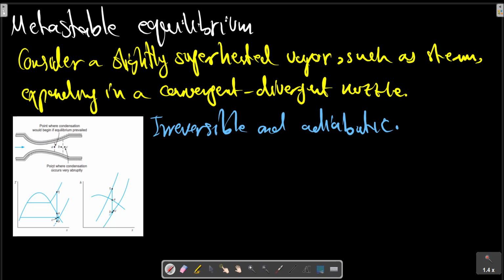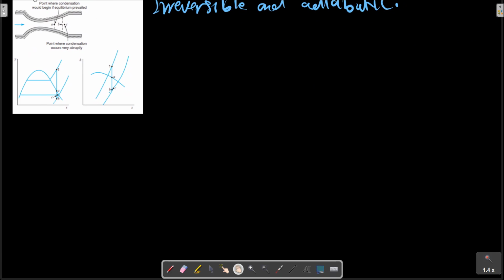on the TS diagram. This process goes from superheated to saturated, and at point A we would expect condensation to occur. However, if point A is reached in the divergent section here, it is observed that no condensation occurs until point B, this point, which on the TS diagram is lower than point A.